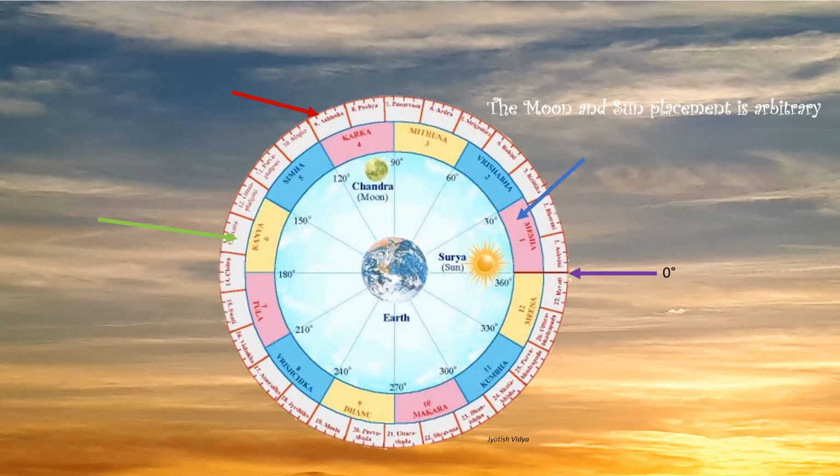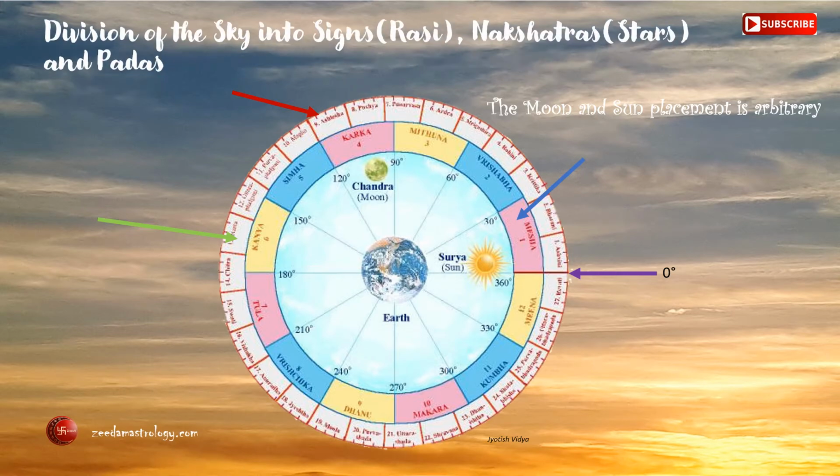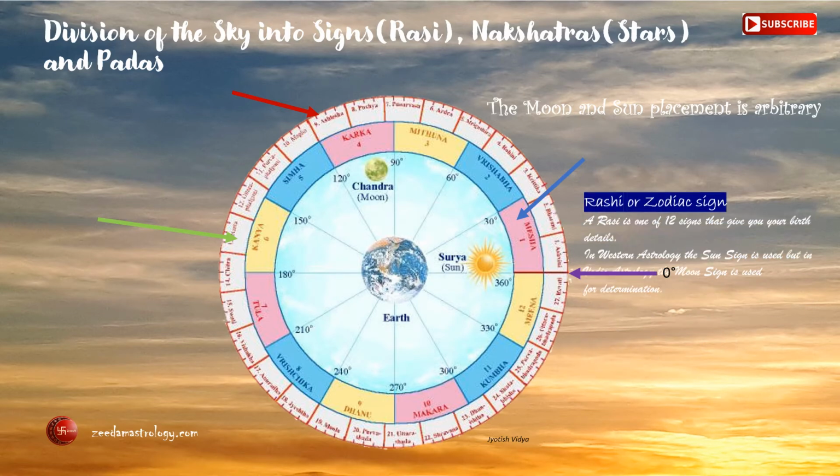Continuing my explanation to you into what we do in Vedic astrology, this is what we as astrologers use as our basic tools, for me especially, to analyze and predict the potential pitfalls and successes for you as a client, as a subscriber when you request your report. This is a division of the sky that we see. It's divided into rashis, which are the zodiac signs, nakshatras, which are the stars, and padas.